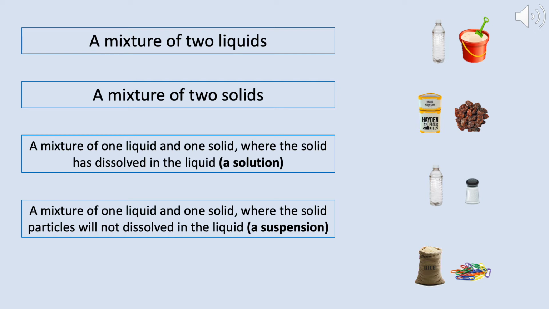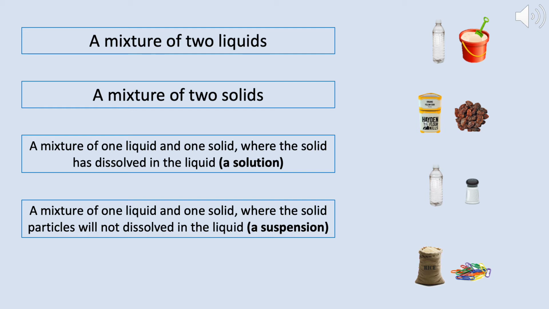I wonder if you could have a little look at those 4 classifications and see if you can match them to my random mixtures. My water and my sand, my flour and my raisins, my water and my salt, and my rice and paper clips. Let's pause the video there and see if you can match them together.